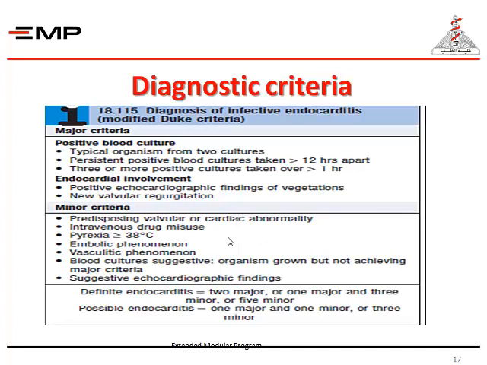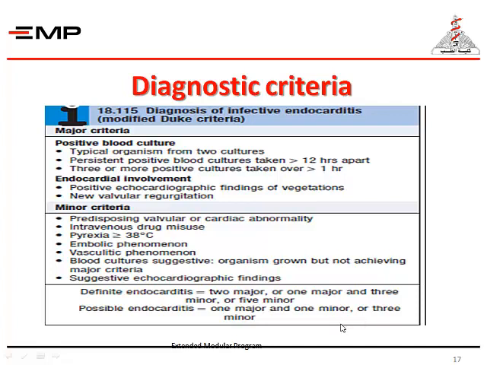Diagnostic criteria for infective endocarditis are the modified Duke criteria. We have a definite diagnosis of infective endocarditis if we have 2 major criteria, or 1 major and 3 minor criteria, or 5 minor criteria. We have a possible diagnosis of infective endocarditis if we have 1 major and 1 minor criterion, or 3 minor criteria.